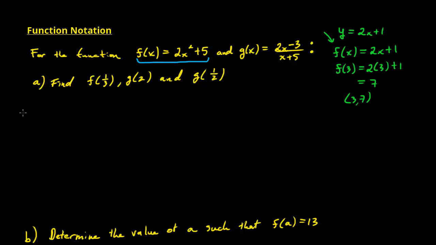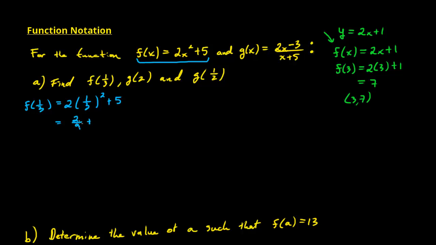Let's do f of 1/3 first. How would I write that? f of 1/3 is equal to 2 times (1/3) squared plus 5. This is equal to 2 times a third squared, which is 2 times 1/9. 2 times 1/9 is just 2/9. So we get that this is equal to 2/9 plus 5.